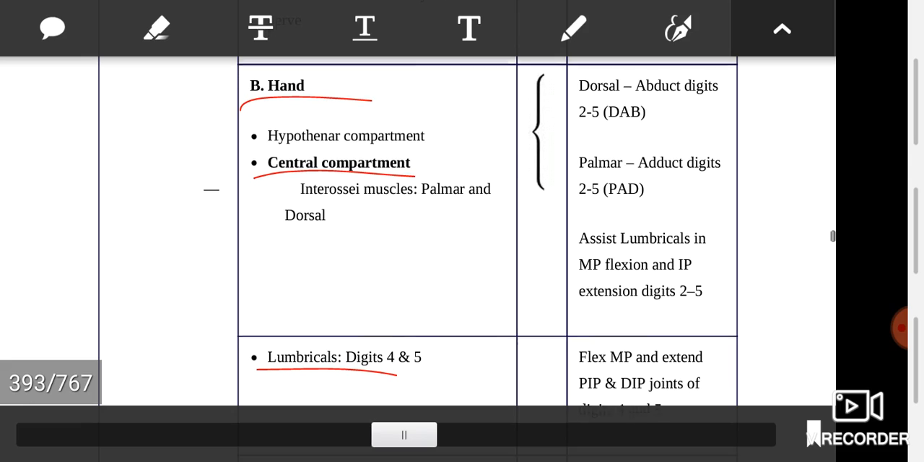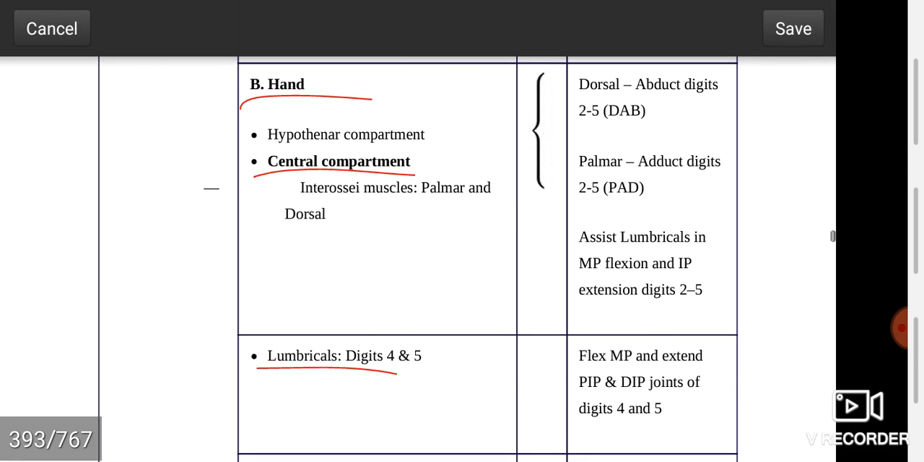In the hand, the hypothenar compartment is innervated by this nerve. The hypothenar eminence is also like the thenar eminence, and this is located at the palm near the digiti minimi. This compartment also has 4 muscles, and all 4 muscles are innervated by the ulnar nerve.